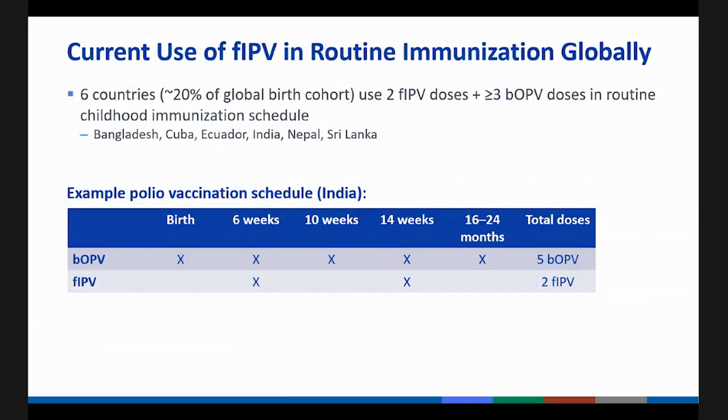Currently, 6 countries, representing about 20% of the global birth cohort, use fractional IPV in their routine immunization schedules. They all use 2 fractional doses in combination with at least 3 bivalent OPV doses. As an example, I've included India's polio vaccination schedule here on the slide. And you can see that in total, a child would receive 5 doses of bivalent OPV and 2 doses of fractional IPV.